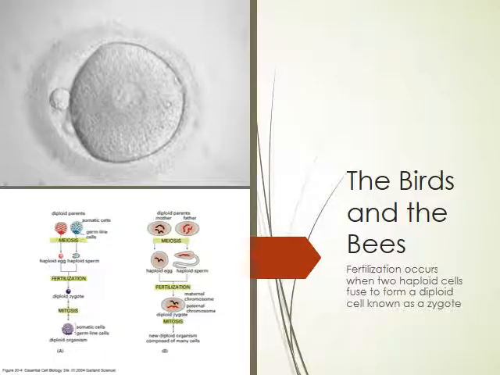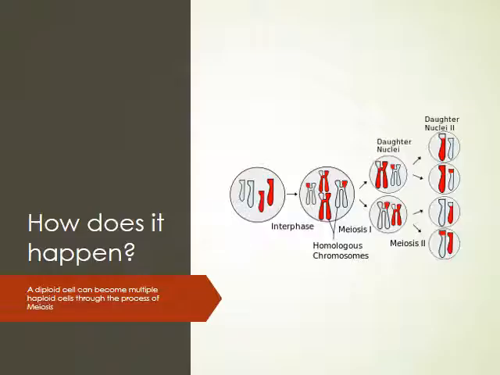So, the way this works, haploid gametes fuse. This becomes known as a zygote. That zygote then is going to very quickly undergo mitotic cell division.